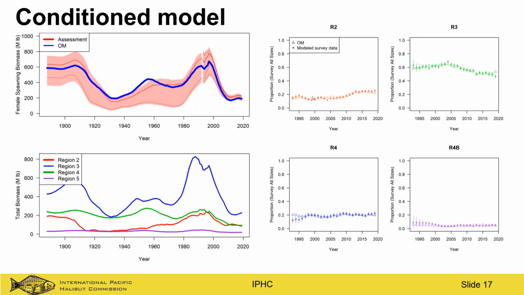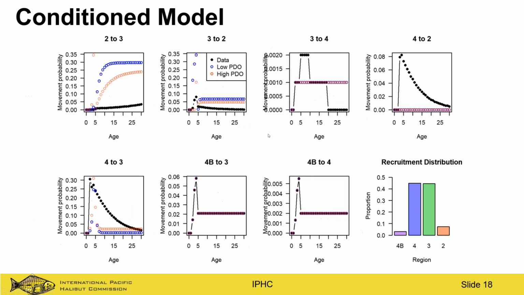And to explain these distribution patterns in the later years, it couldn't have those high R0s, and instead it had to have the high movement between the regions. And that's where the operating model ended up, given the data that we're actually tuning to.